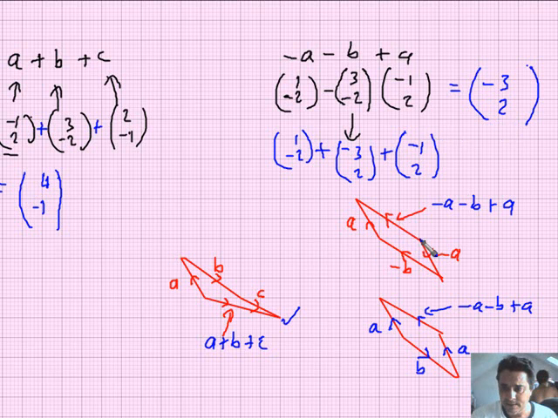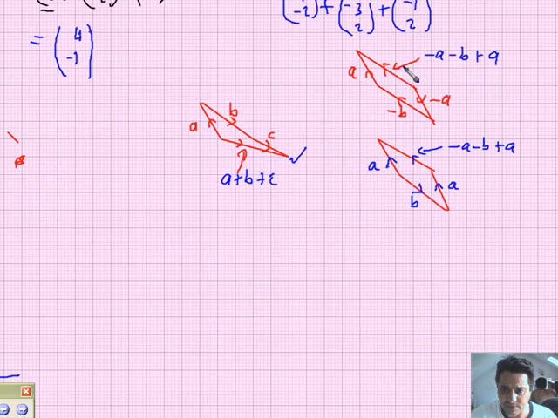Let's just test it. Let's start here. So that's where the vector is, minus A minus B plus A. So minus 3, 2. 1, 2, 3 to the left, 1, 2 up. So we've proved from the diagram that works as well.